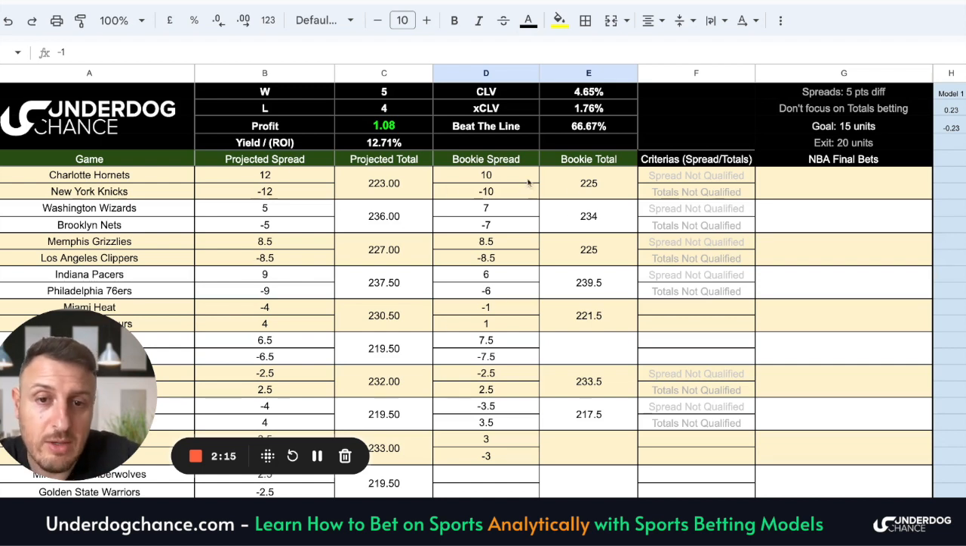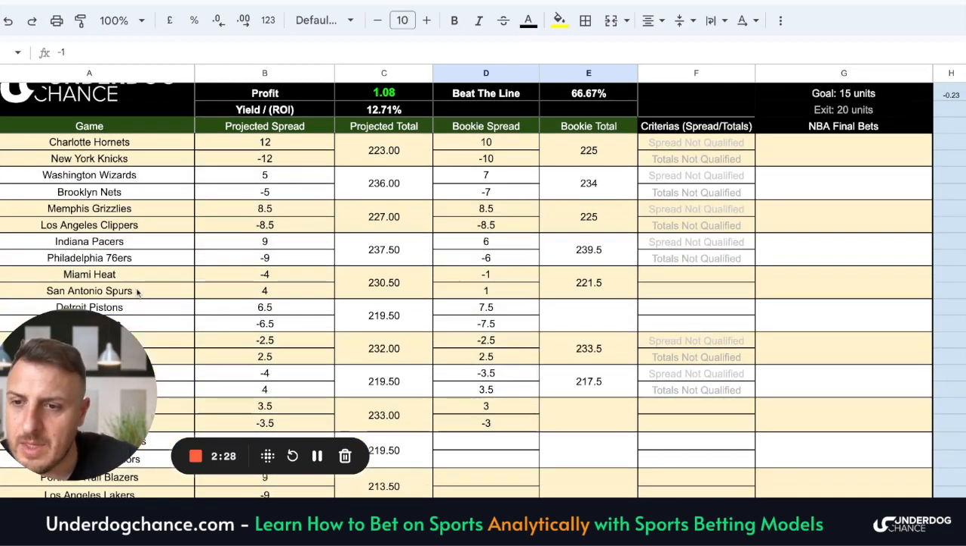Of course, we use different bookmakers, so the lines will be different. And of course, if you use a different lineup, for example, today we have Miami against the San Antonio Spurs, if you make a projection with Jimmy Butler, you will get a different projection than without him in the lineup. So those are the only differences.